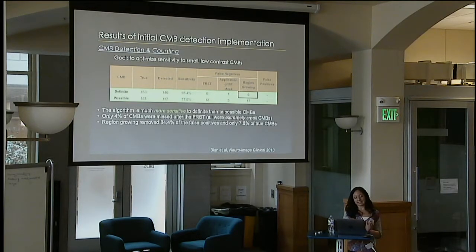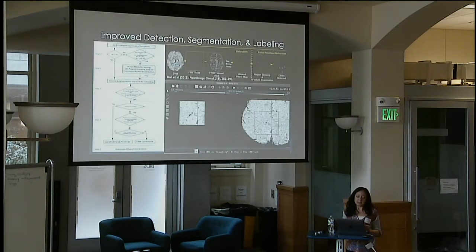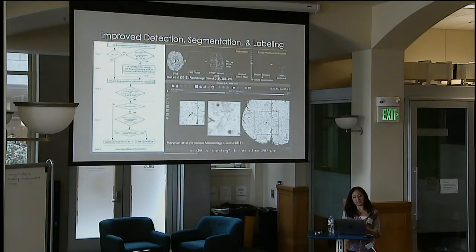So we had a highly sensitive algorithm, with very few that were missed, but then we ended up with a large number of false positives. And that became the challenge. We have high sensitivity but low specificity, and we needed to come up with a way to remove the false positive mimics. So we developed a GUI to basically ask questions about potential microbleeds that could be mimics, and then it has an interactive user to actually go and label each of them.